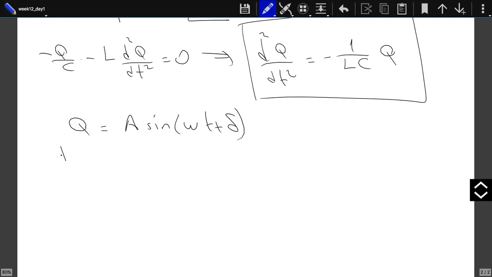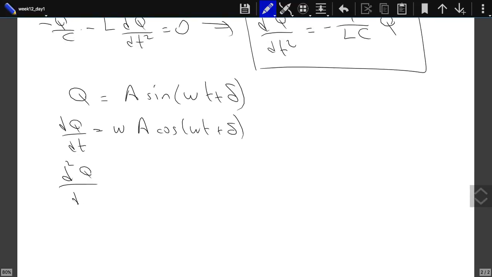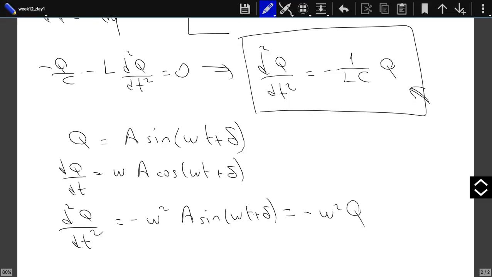dq by dt will be omega times A cosine omega t plus delta. And the second derivative will be minus omega squared A times sine omega t plus delta, which is minus omega squared times q. This function, if you just take its derivative twice, gives you the same function multiplied with a negative coefficient. So this is a function that we are looking for. This is a solution of this equation if omega squared is equal to 1 over LC.